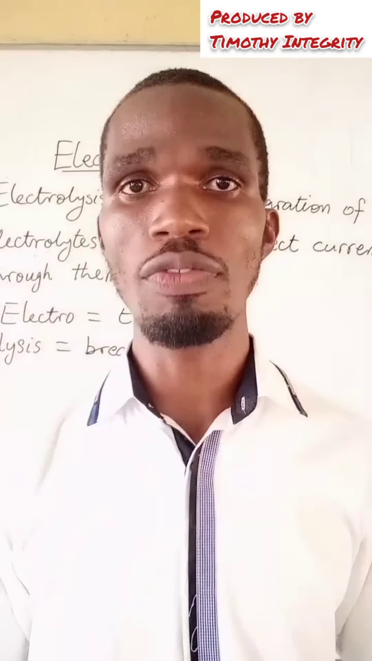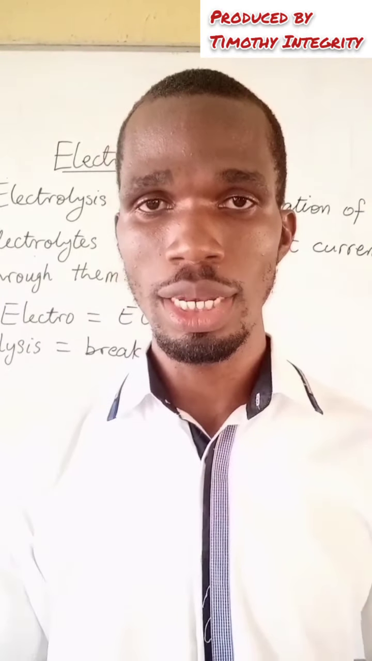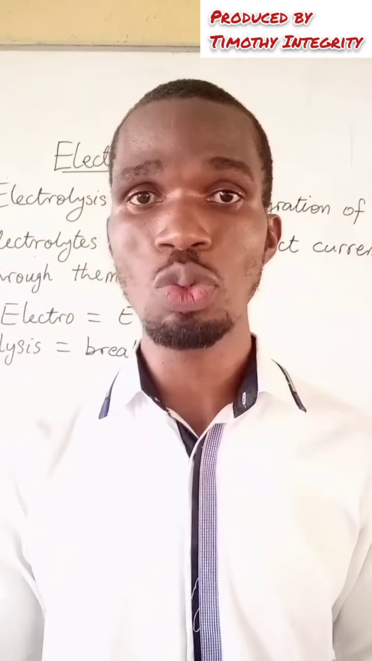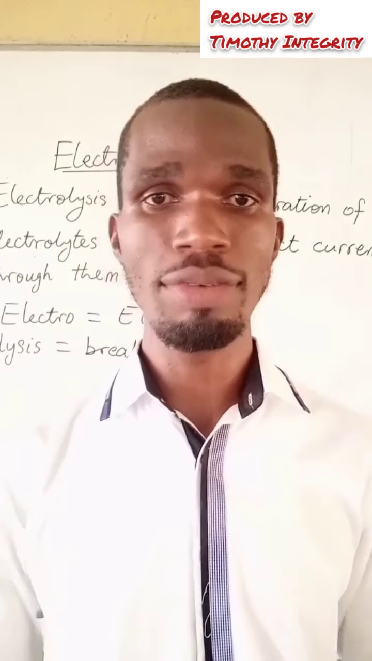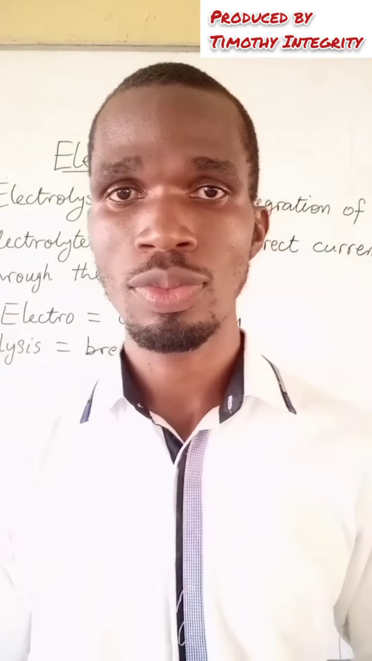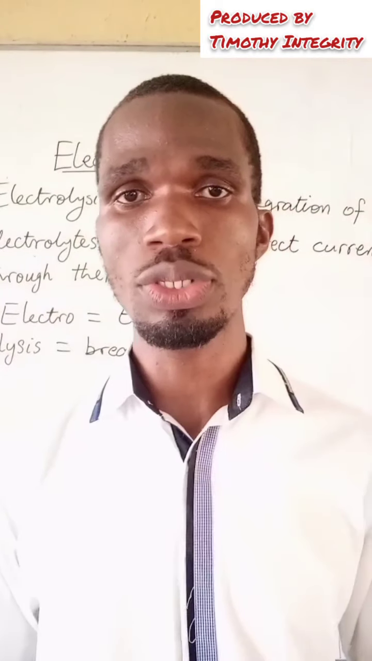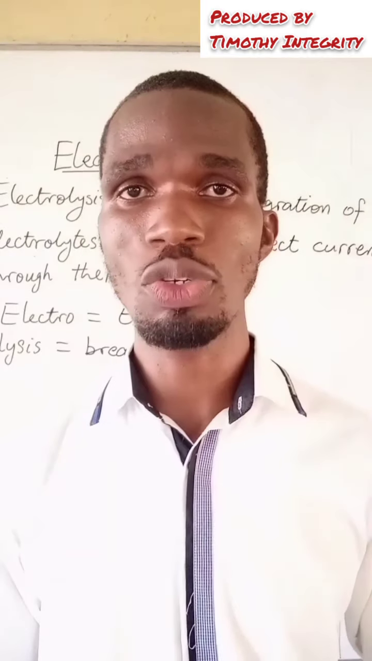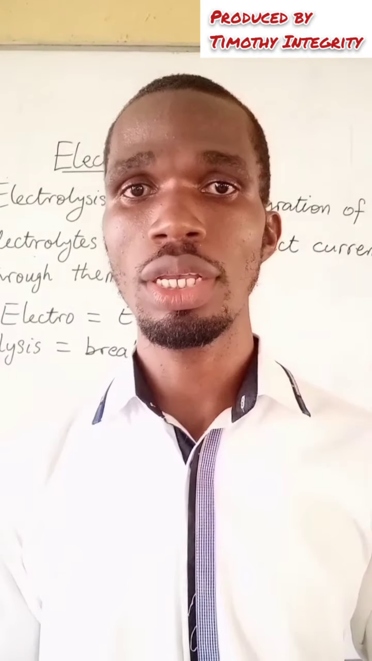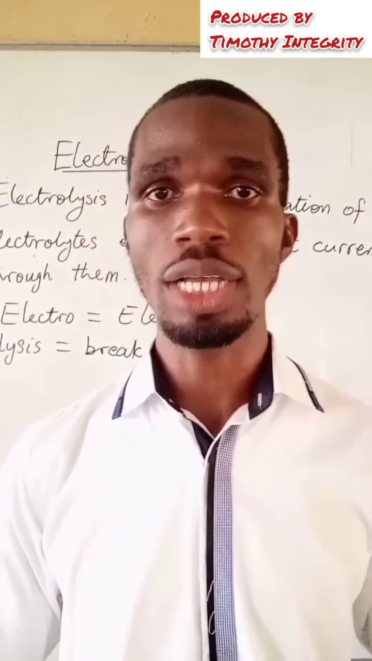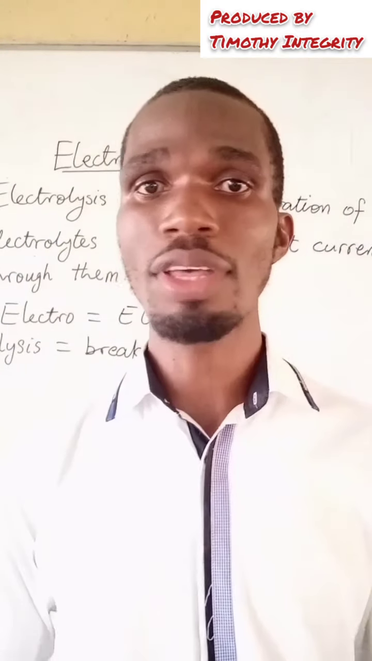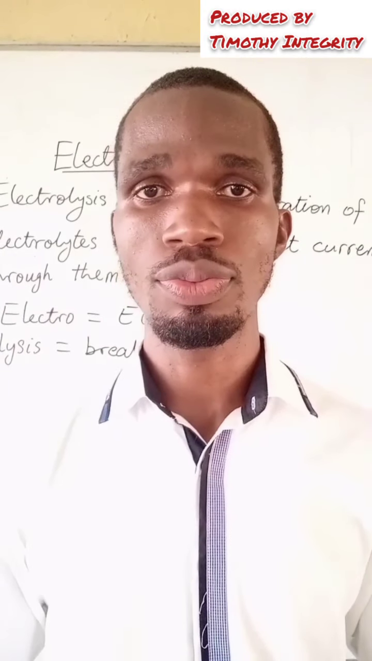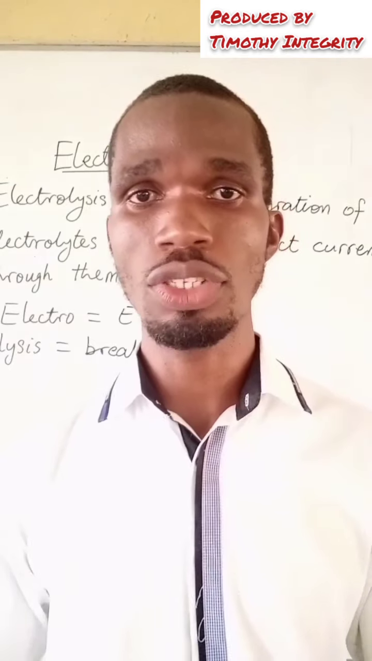Other basic concepts of electrolysis. Electrodes. Electrodes are rods or plates through which electric current enters and leaves the electrolytic cell. Now we have two types of electrodes. We have the anode, through which electric current enters the electrolytic cell, and the anode is always positively charged. It's a positive electrode. Now we have the cathode, through which electric current leaves the electrolytic cell. The cathode is negatively charged.